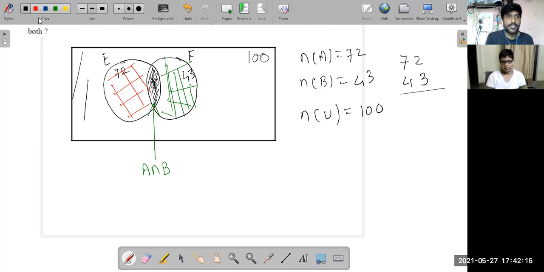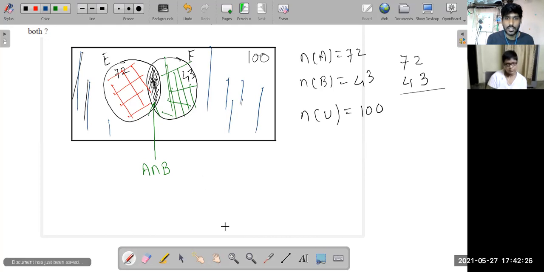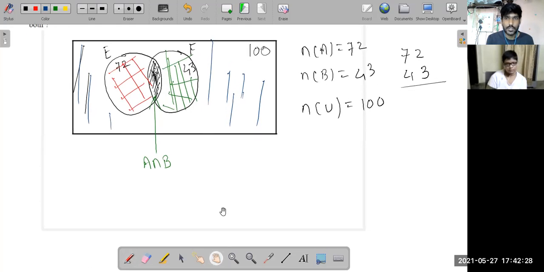That means 115 is more than 100. And what does that mean? Students who don't speak any language, neither English nor French. So it said that all the students speak at least one language, sir. And there are 100 students. Okay. All the students speak at least one language.